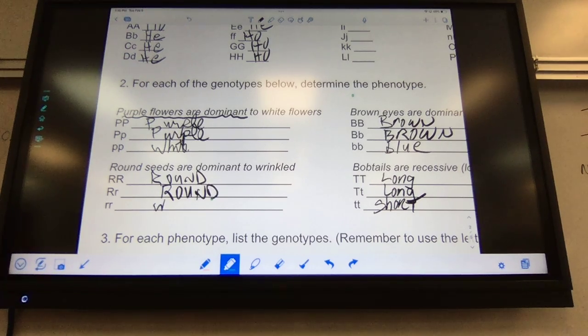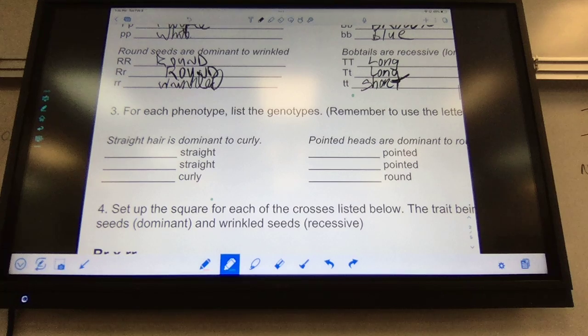Round, round, wrinkled. Why do you even know what he's doing? Do you even know what it is?